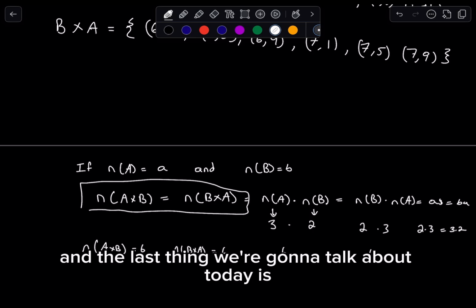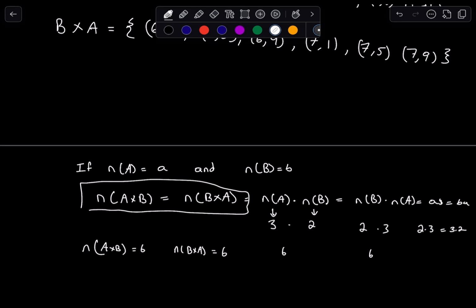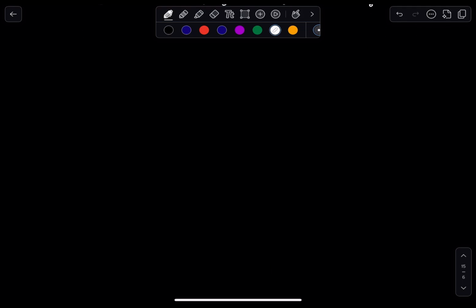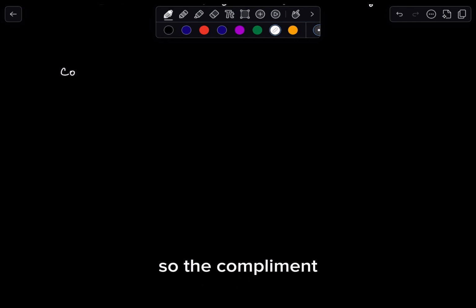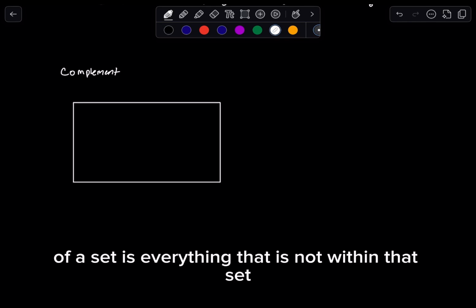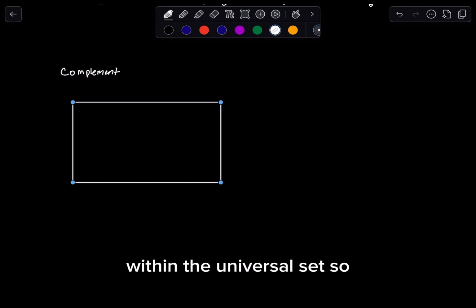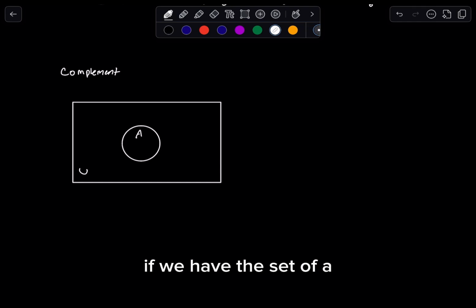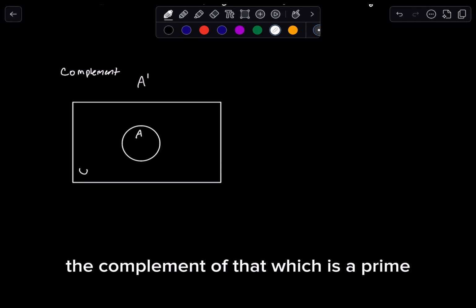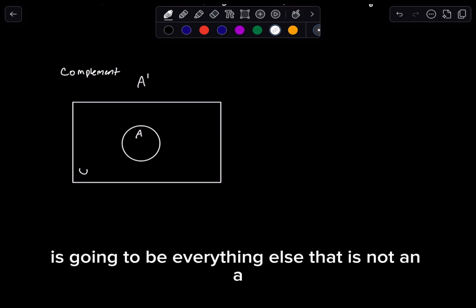And the last thing we're going to talk about today is, before we go to De Morgan's law, I'm going to just draw the Venn diagram pictures for each set operation. So the complement of a set is everything that is not within that set within the universal set. If we have the set A, the complement of that, which is A prime, is going to be everything else that is not in A.